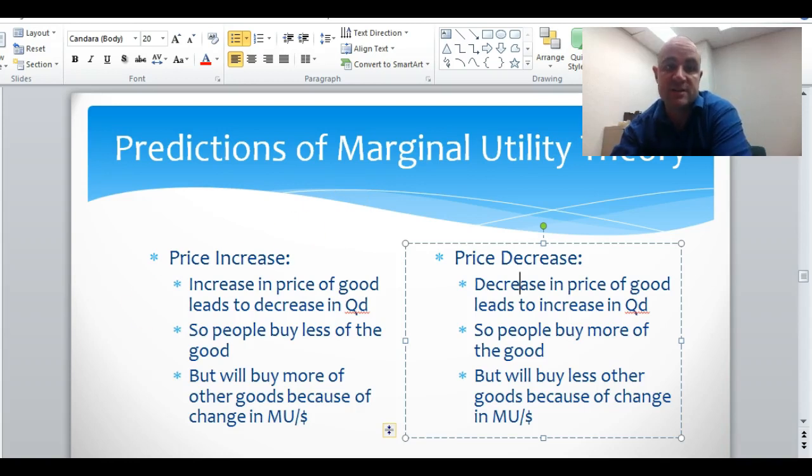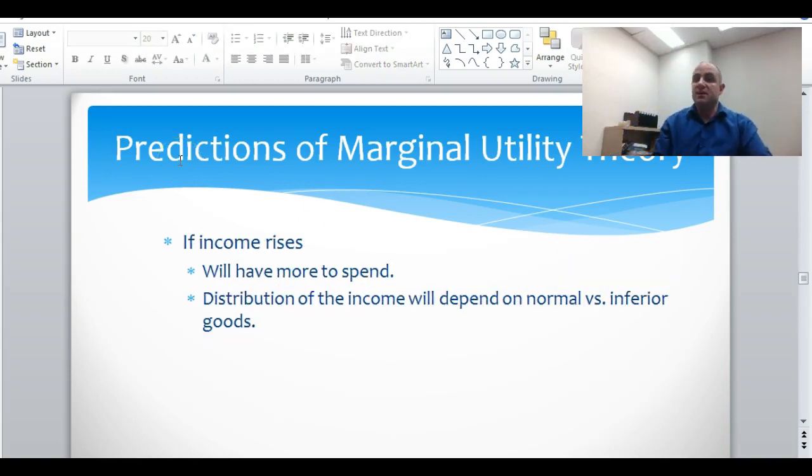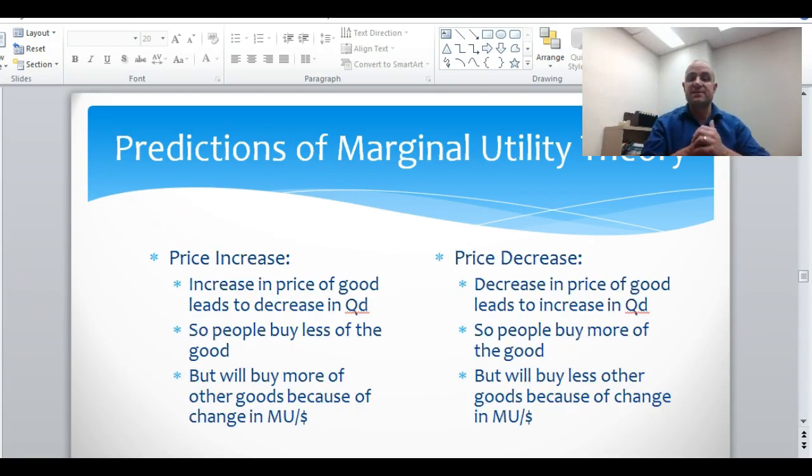Now, if we go back here, so that's with the price changes. The other thing is income. If your income changes, you'll have more to spend. Now, the distribution of the income will depend on normal versus inferior goods. We talked about this idea that if you have more money, you'll buy less of the inferior good. We talked about ramen noodles. Other examples are bus tokens, because if you make more money, you might take the bus less and drive more. Spam is another example. So the effects of income rises will really depend. However, the price changes, that's really the biggest one.